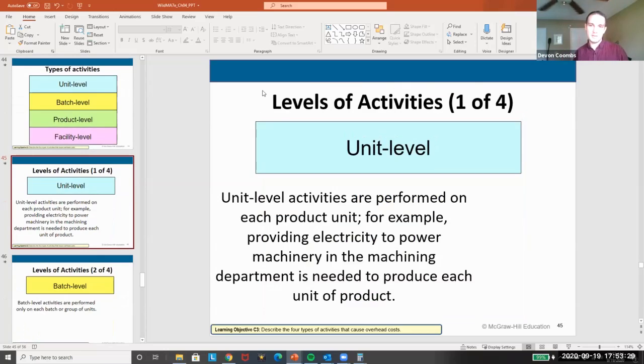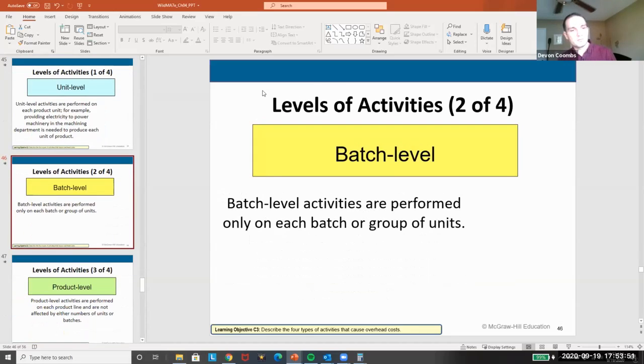So at the unit level, we could have costs for each product. It might be providing electricity to power machinery. It may be the water needed for a steaming plant, but it's at the unit level, performed on each product unit. So each unit of production needs something specifically. The batch level is performed for groups. So if we're producing a batch of cookie dough or a batch of cans, we're allocating based on the batch.